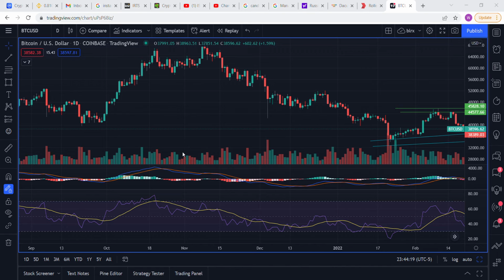Another one I like, I don't really like this one because there's a gap right there, and gaps always like to get filled, which means that most likely the next candle after this is going to come down and hit that. But that's a good bounce area. That could be a support.